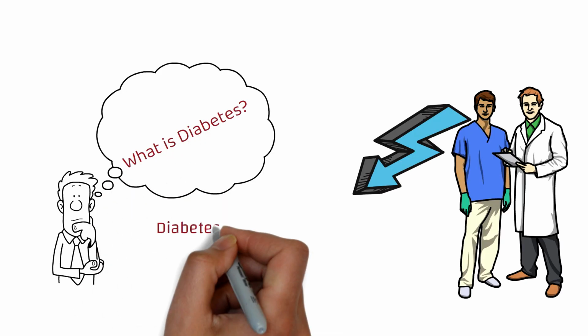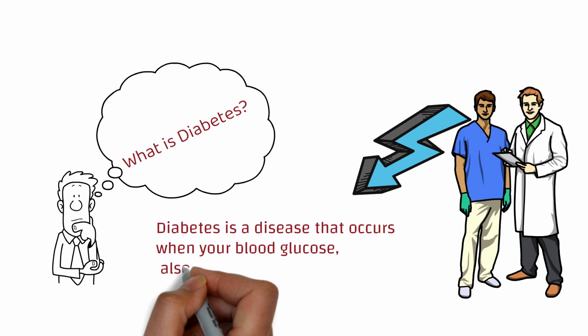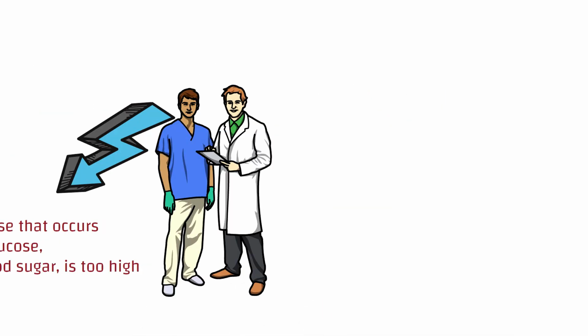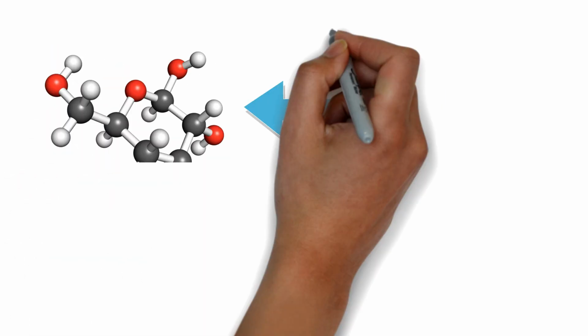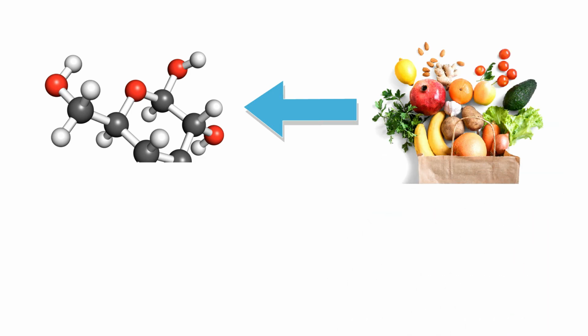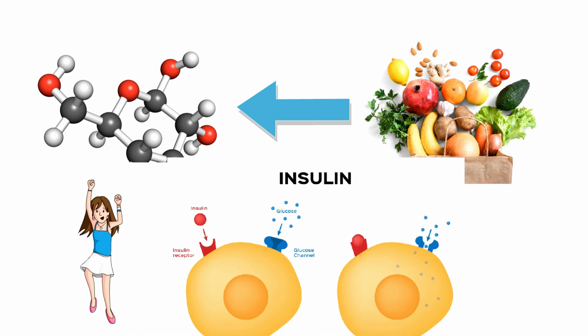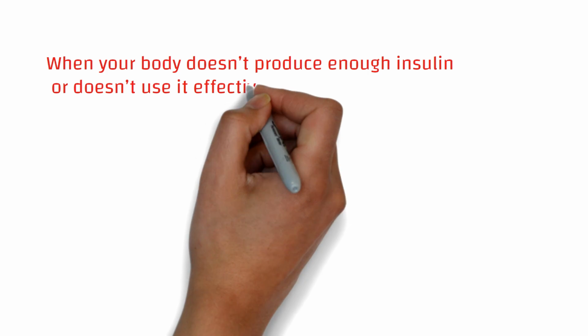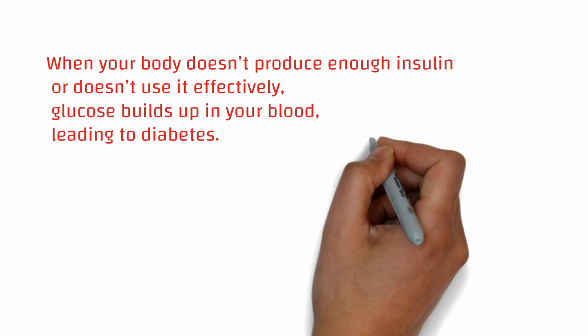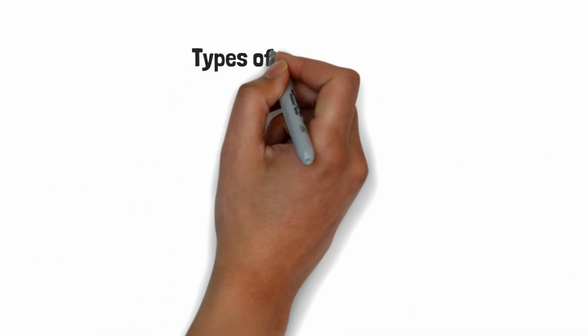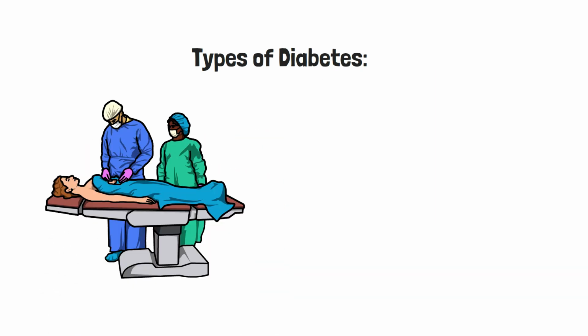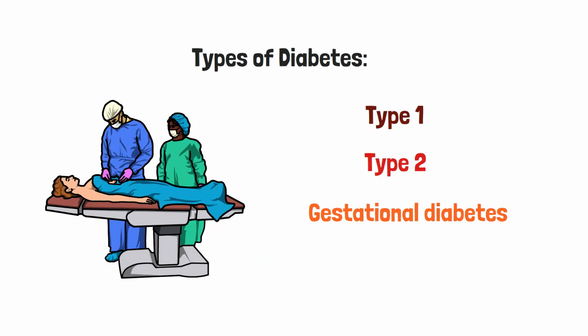Diabetes is a disease that occurs when your blood glucose, also known as blood sugar, is too high. Glucose comes from the food you eat and is the main source of energy for your body. Insulin, a hormone made by the pancreas, helps glucose from food get into your cells to be used for energy. However, when your body doesn't produce enough insulin or doesn't use it effectively, glucose builds up in your blood, leading to diabetes. There are three main types of diabetes: type 1, type 2, and gestational diabetes.